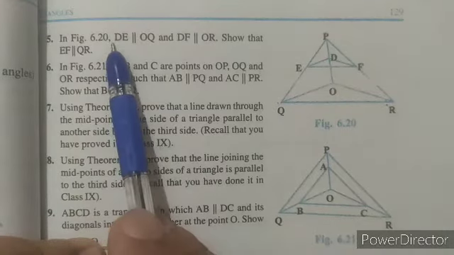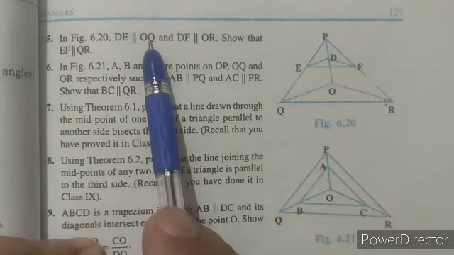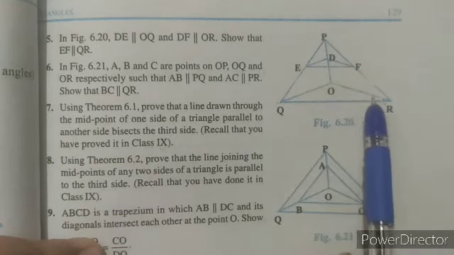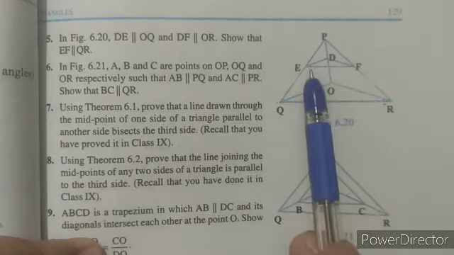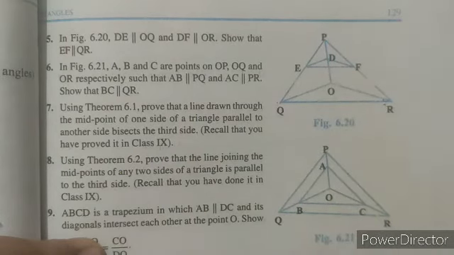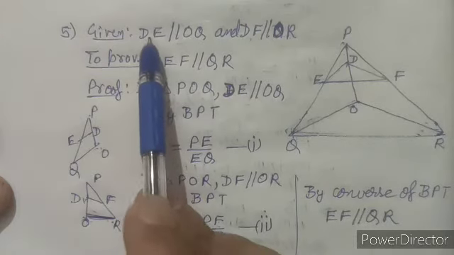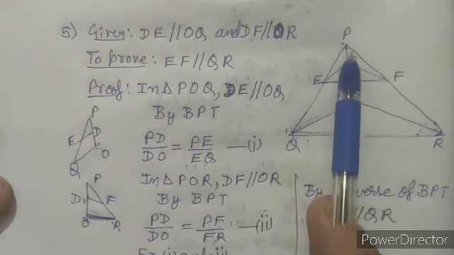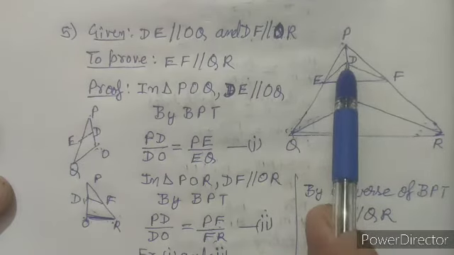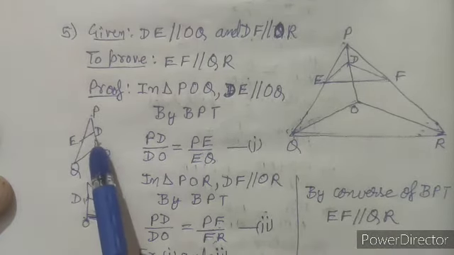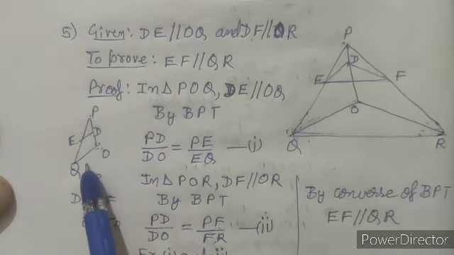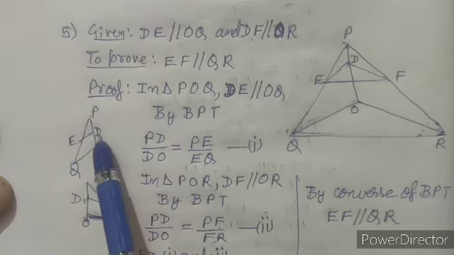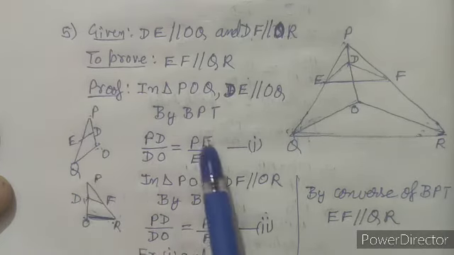Now in fifth question, DE is parallel to OQ and DF is parallel to OR are given to us. We have to prove that EF is parallel to QR. Now here DE is parallel to OQ. So in triangle POQ, here DE is given parallel to OQ. Here I have made it separately. So by BPT we can say PD upon DO equal to PE upon EQ.